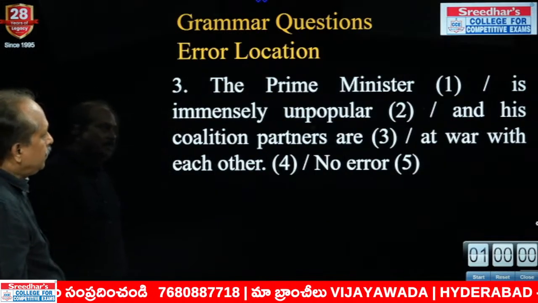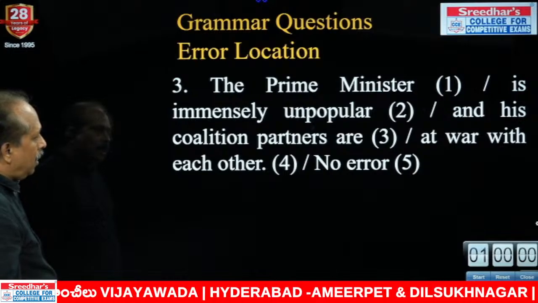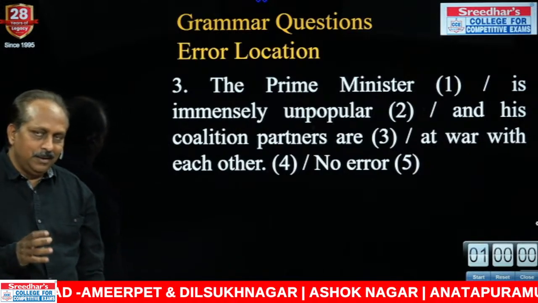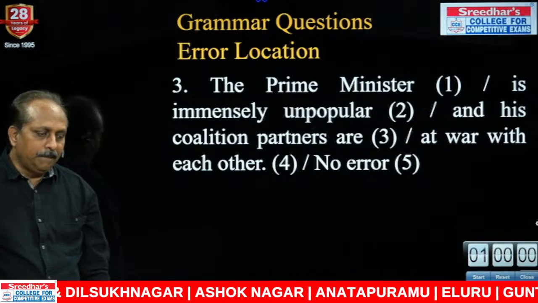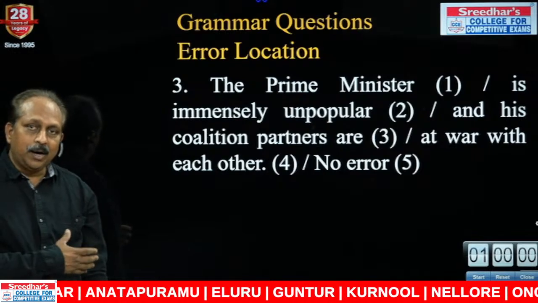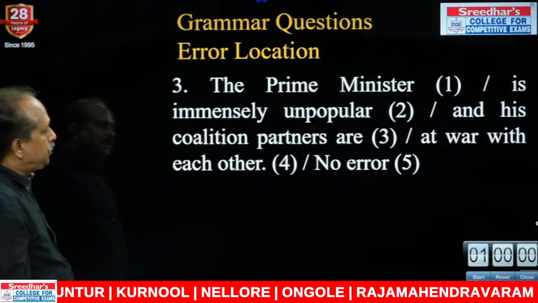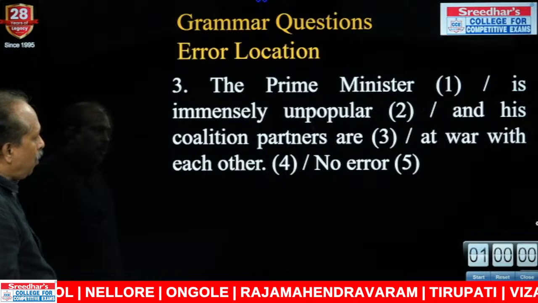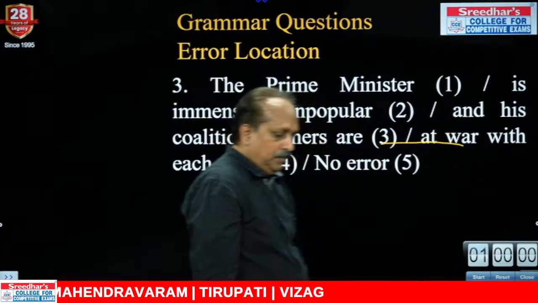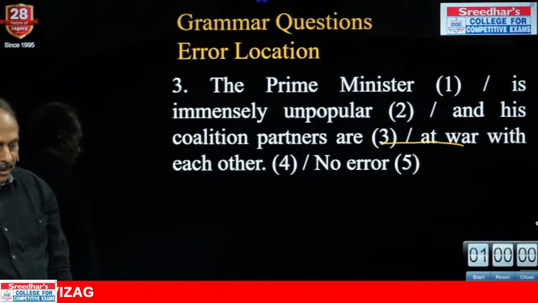Question number 3. The Prime Minister is immensely unpopular and his coalition partners are at war with each other. This is a bit challenging because you don't have the contextual clue, but sheer common sense, you should guess. If you get this right, wonderful, highly appreciable. Tell me where is the error. At war, an important phrase you have to remember. At war with someone, at war with something, at war with each other.